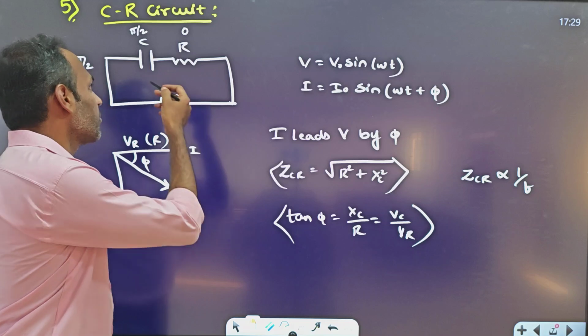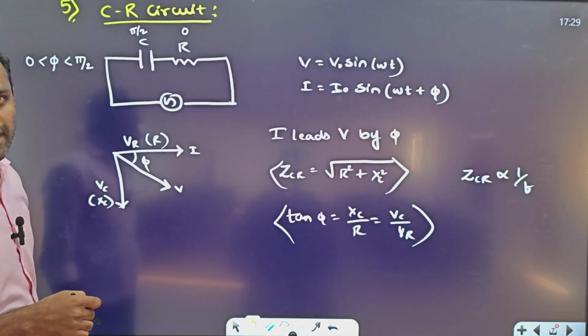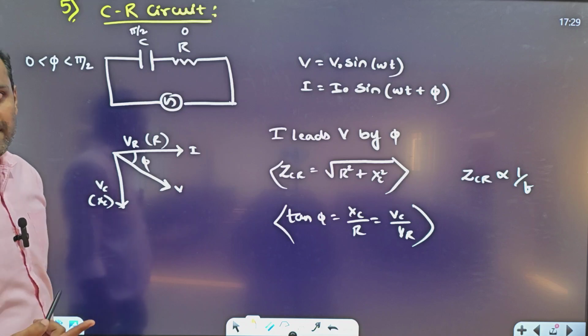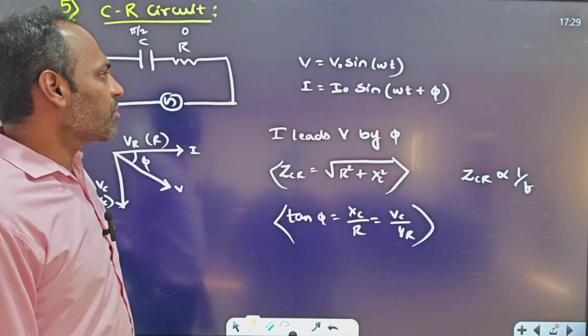Okay, since there is capacitor which supports current always, hence current has to lead here. In the previous circuit there was an inductor which supports voltage, so voltage was leading and current was lagging. Here we need current to lead.